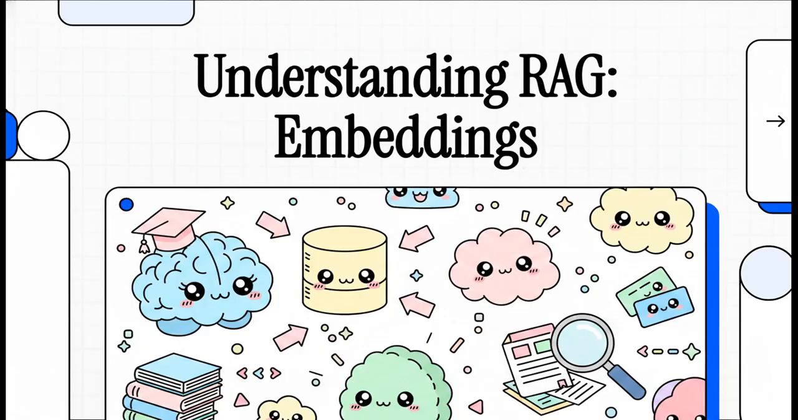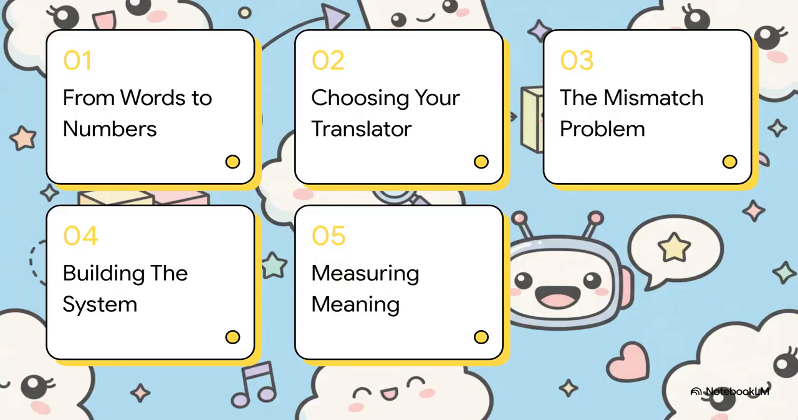All right, let's get you prepped. Here's the roadmap for today. We're going to cover 5 key questions. First up, what are embeddings anyway? Then we'll talk about picking the right model, your translator. We'll also tackle a super common mistake, the mismatch problem. After that, we'll walk through how you actually build one of these systems, and finally, we'll look at how a computer literally measures meaning. By the end of this, you're going to feel rock solid on this topic.